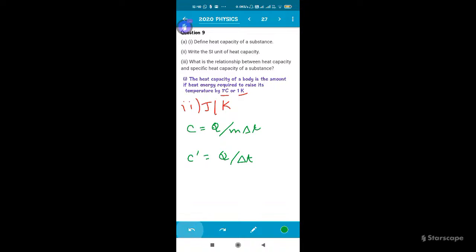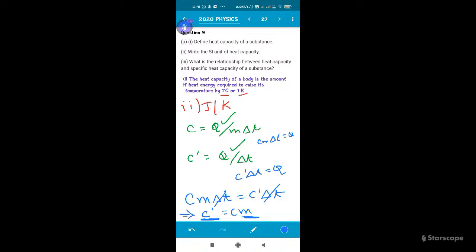So what do we see here, that in both the cases we have Q. If you keep Q on one side and take all the other quantities to the other side, you get c m delta T is equal to Q. Over here we get C dash delta T is equal to Q. In both the cases, Q can be equated now. So we have c into m into delta T is equal to C dash into delta T. So delta T and delta T get cancelled out, and you are left with C dash is equal to c into m. That means the heat capacity is equal to the mass into the specific heat capacity. This is the relation. Write it in words also.